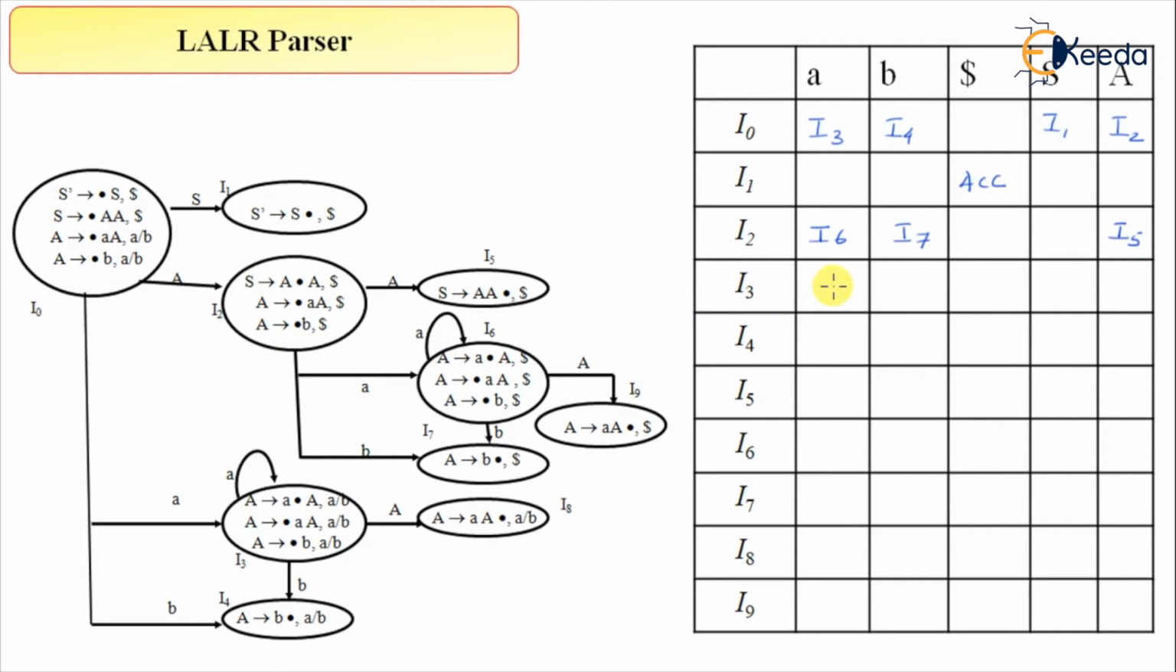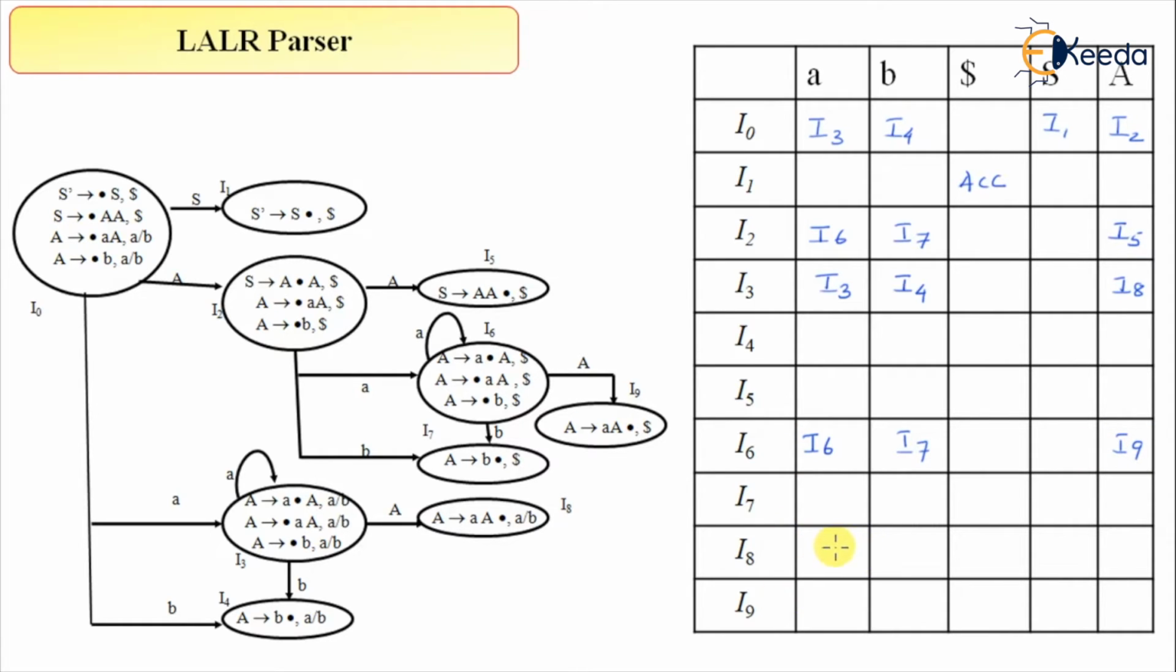I3 on input a is going to the state I3 itself, looping. On input B, it is going to the state I4. On input capital A, it is going to the state I8. I4 is a reduce entry. I'll come back here. I5 is a reduce entry. I6 on input a is I6 only. On input B, it is going to the state I7, and on input capital A, it is going to the state I9. I7 reduce entry, I8 reduce entry, I9 reduce entry.